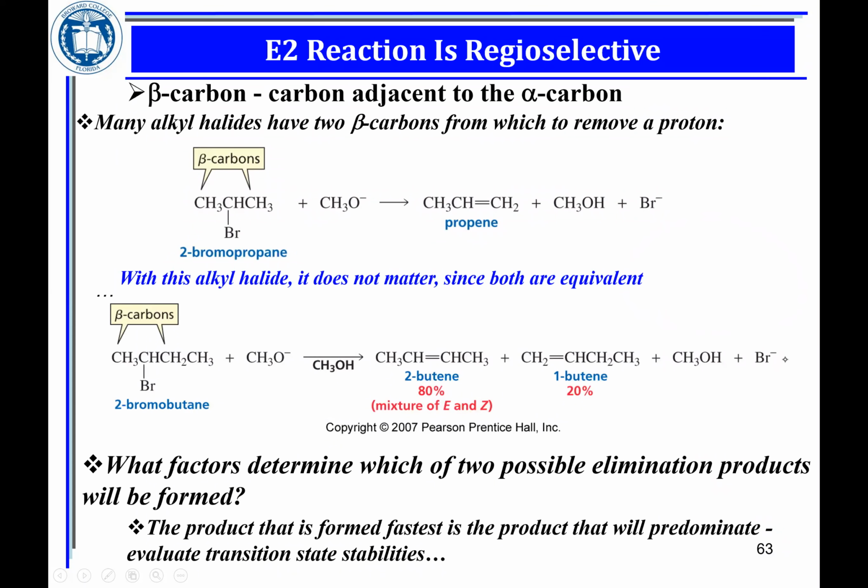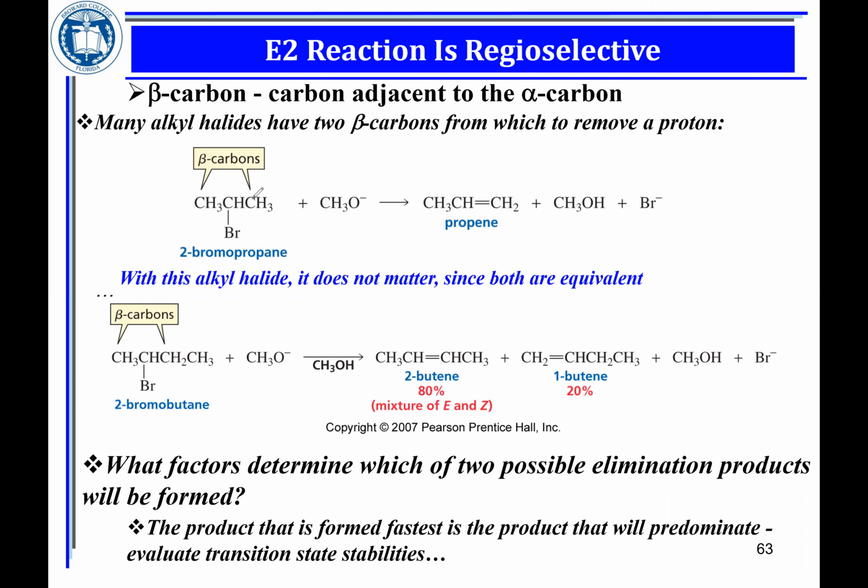Any questions? Professor, they never take a hydrogen from the alcohol, the alpha carbon? No. Hydrogen is always coming from the adjacent carbon, which is called a beta carbon.